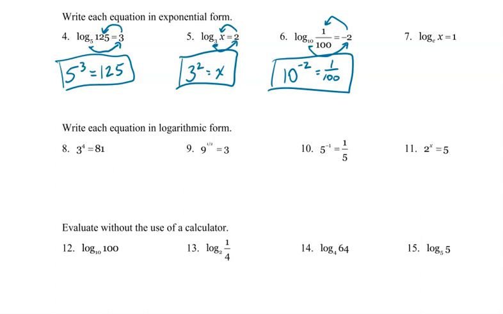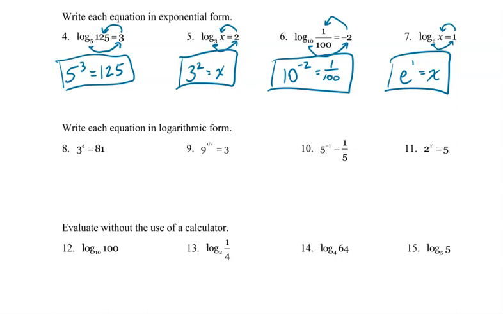Last one. Start with the base. In this case, we have base e. Remember, e is just a number. So we're just going to have e like this. Go to the other side. So it'd be e to the first equals whatever's inside the log, which is x.